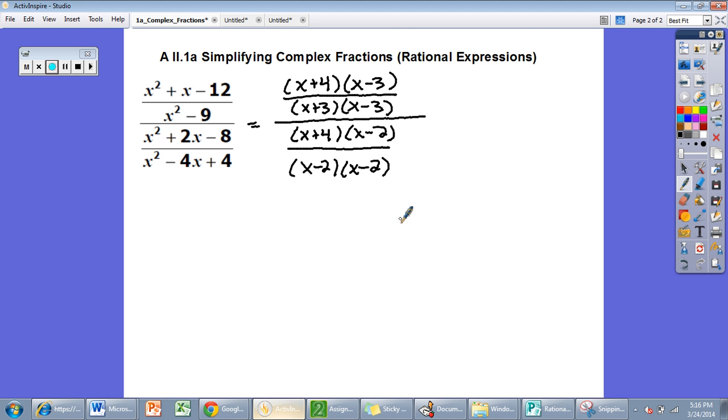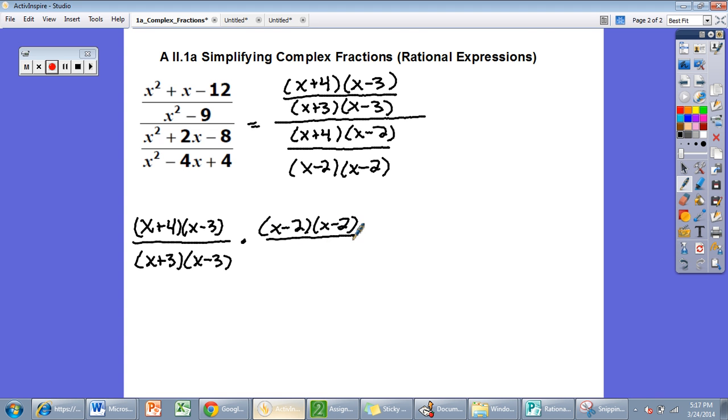So you can either factor it from the beginning, like I just did, and then you can go ahead and flip it. So we have x plus 4, x minus 3, x plus 3, x minus 3. And then we're multiplying, and then the x minus 2, x minus 2, and then the x plus 4, x minus 2 goes on the bottom.